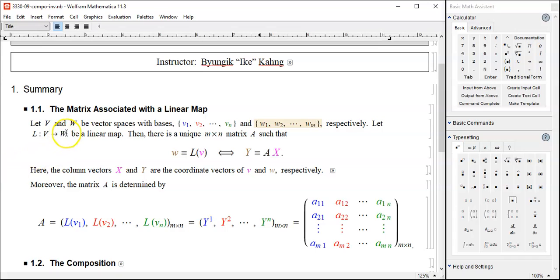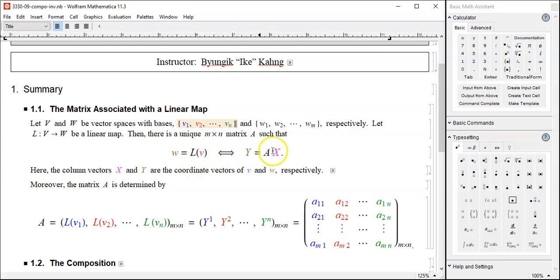Then any linear map from V to W is associated to a unique m by n matrix such that the linear map W equals L of V corresponds to the matrix equation Y equals AX. Here, A is an m by n matrix. M is the dimension of the target, n is the dimension of the domain, or the original vector space.